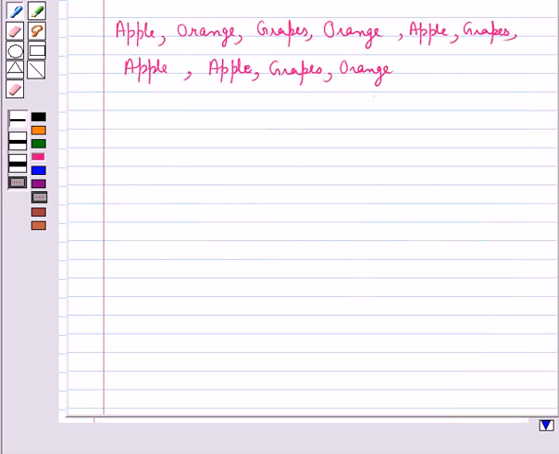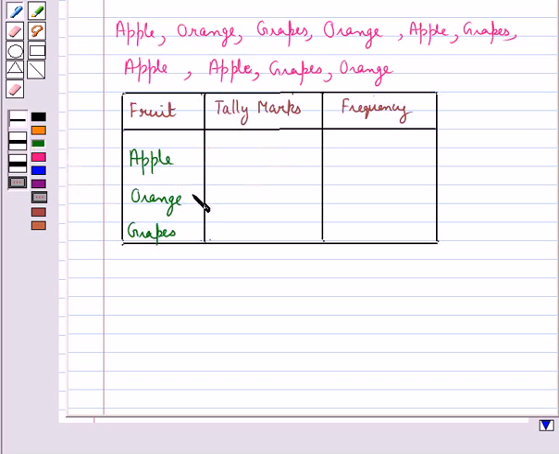systematically. We ask the favorite fruits from the group of students, and this is the data that was collected from that survey. Let's arrange this data using tally marks. Now we have made this table to organize, or you can say to represent this data in a systematic manner using tally marks.